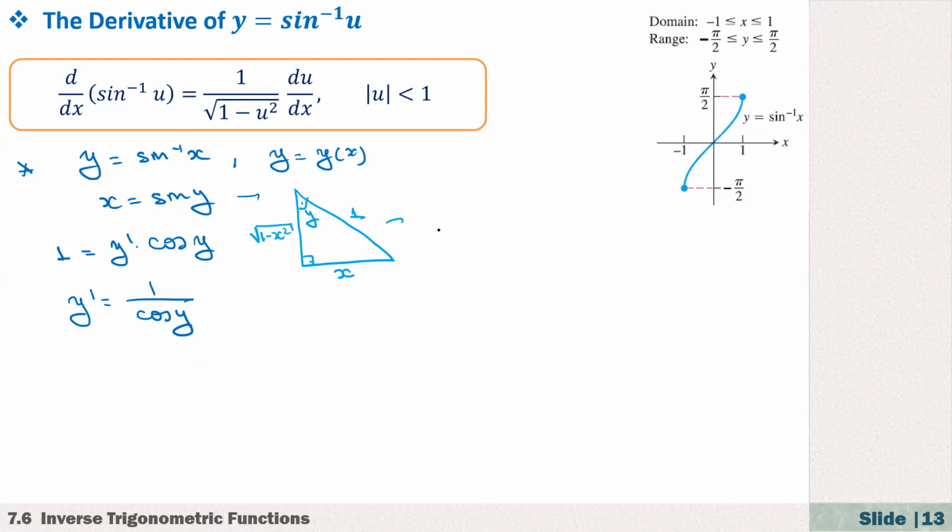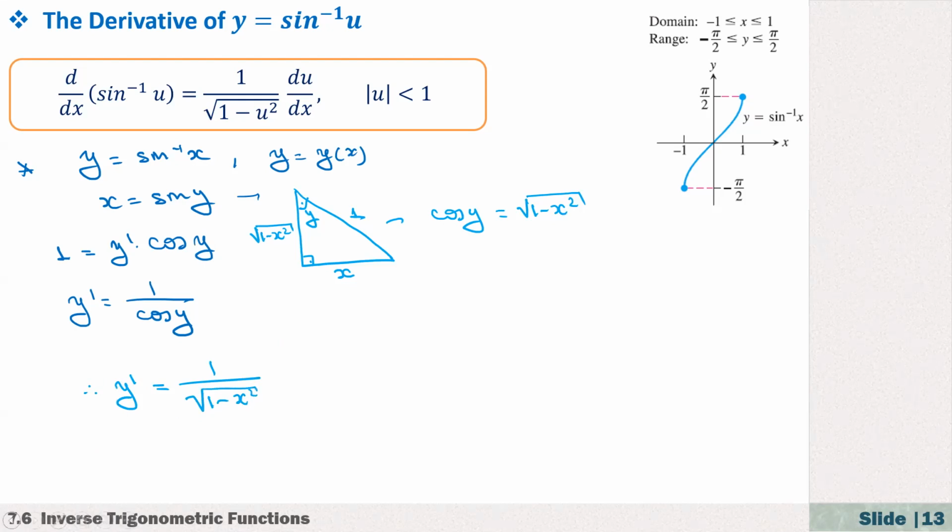Now from here then, what is cosine of y? Cosine of y is equal to adjacent side over hypotenuse. That's equal to square root of 1 minus x squared, right? And we know that x is between -1 and +1. So from here, if you substitute there, then y prime will be 1 over square root of 1 minus x squared.